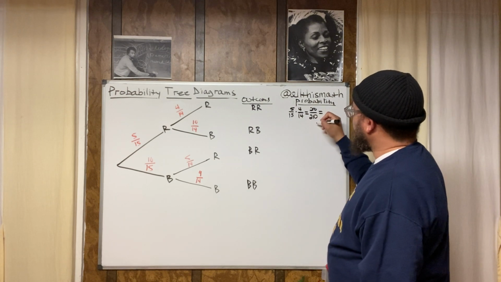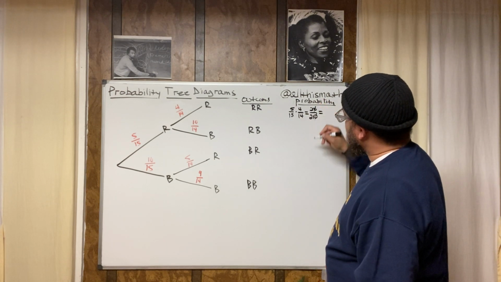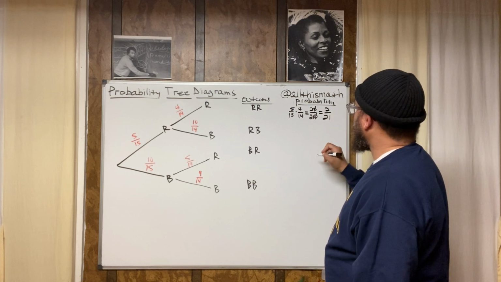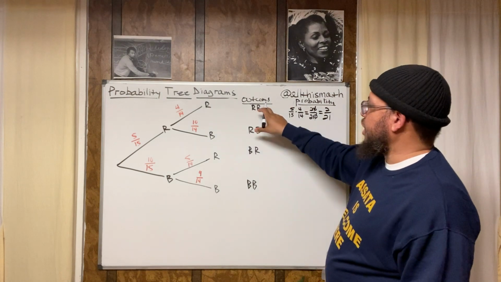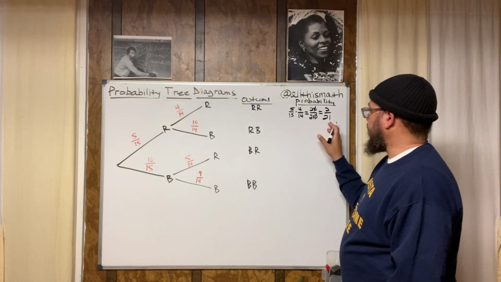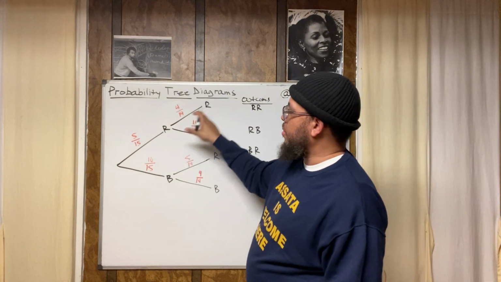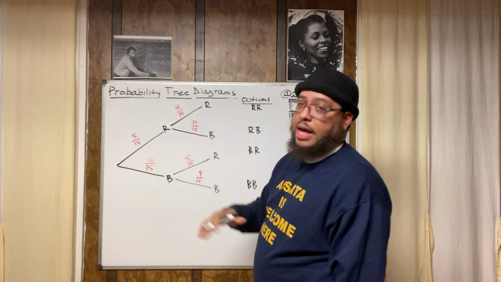So now I got 20 over 210. These zeros can cancel out, leaving me with 2 out of 21. So 2 out of 21 is the probability of this happening. There's a 2 out of 21 chance that this outcome will happen, that you will pull 2 red marbles back to back without replacement.